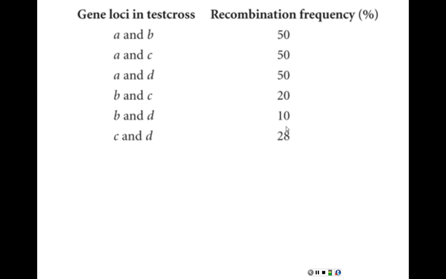They assort independently. Gene A and gene C are unlinked. Gene A and gene D are unlinked. So A is the odd man out. A is not linked with the rest.